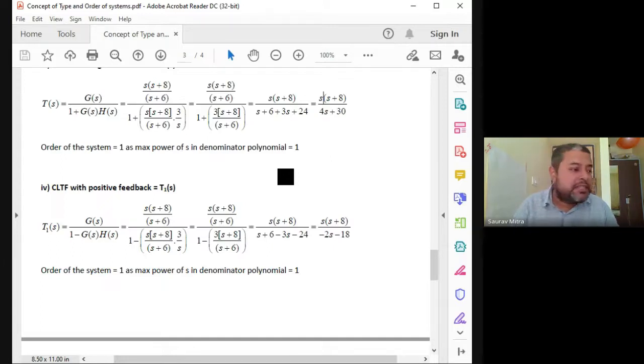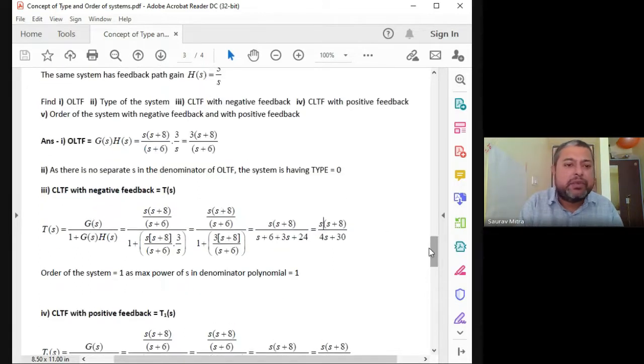The order of the system is actually the number of energy storing elements in the system. So either you take negative feedback or positive feedback, in both cases the order of the system remains the same. So in this case, that is equal to 1. But whenever you are finding the open loop transfer function, you multiply GS and HS. In that case, the s's get cancelled. So there is no s in the denominator now, and the type of the system will be equal to 0.